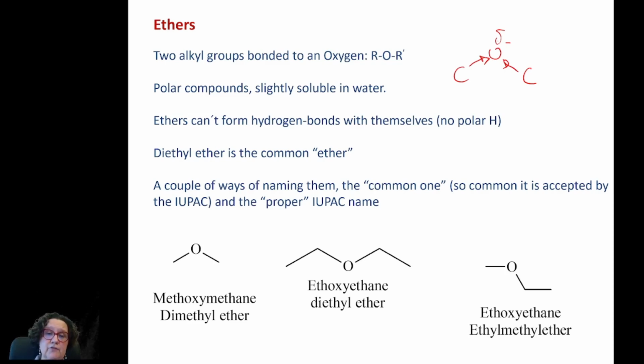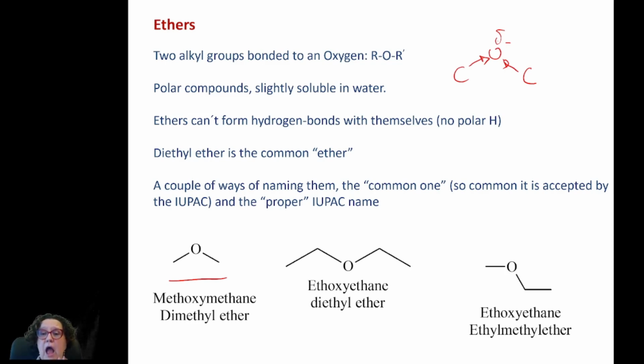For example, the first one on the left, you have two methyl groups attached to the ether, so you call it ether, and you use the prefix di because you have two groups, and methyl because they are methyl groups. So dimethyl ether. The one in the middle, diethyl ether, has the oxygen in between two ethyl groups. And the last one, you have an ethyl group and a methyl group. You put them in alphabetical order: ethyl methyl ether.